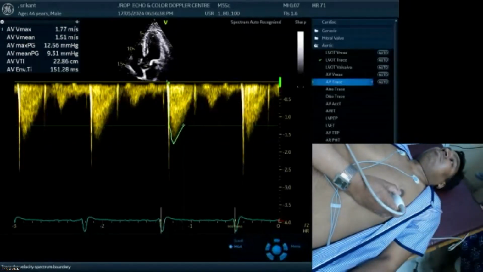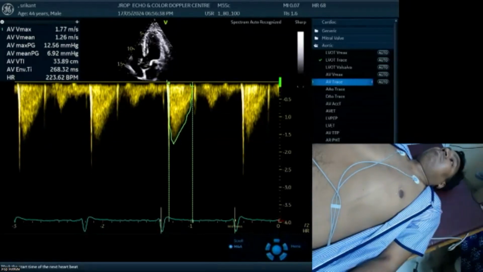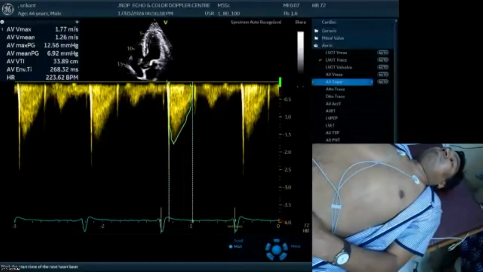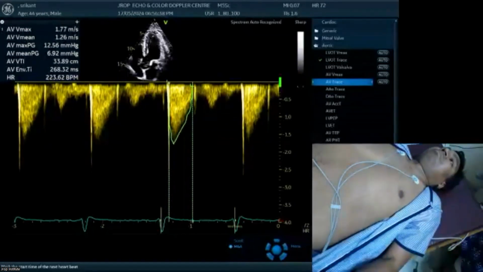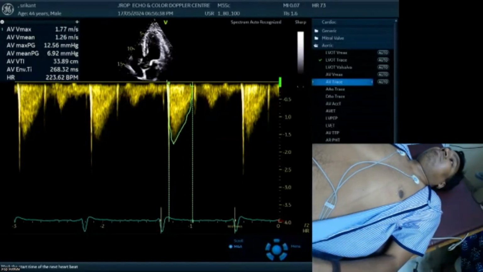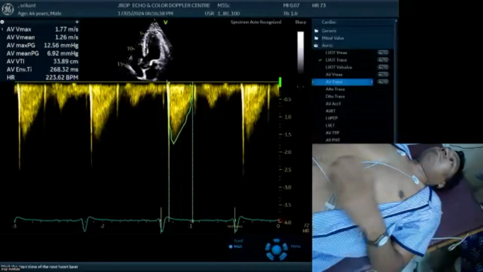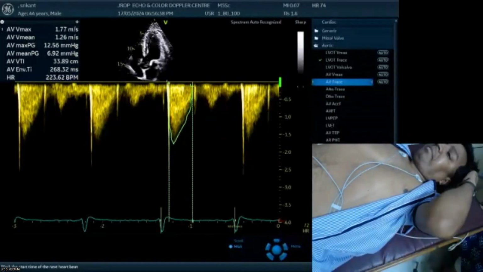Aortic valve goes. So this is aortic valve VTI. If I've got an LVOT diameter, I've got an LVOT VTI, and I've got aortic valve VTI, I can calculate the aortic valve area. This is what we do when we calculate aortic stenosis.